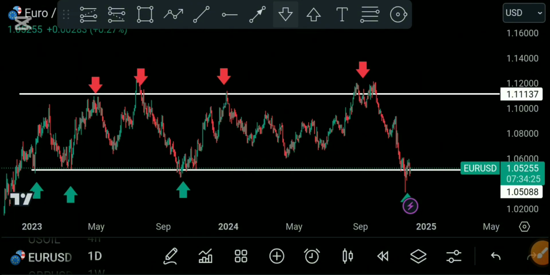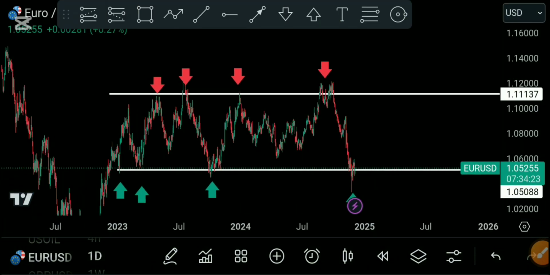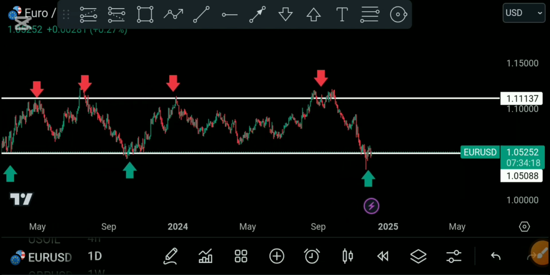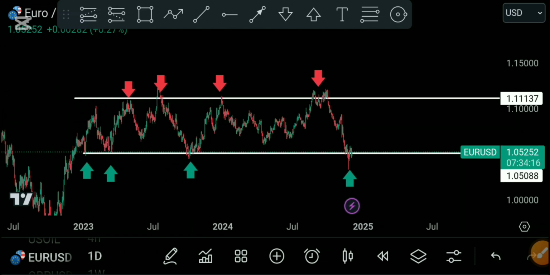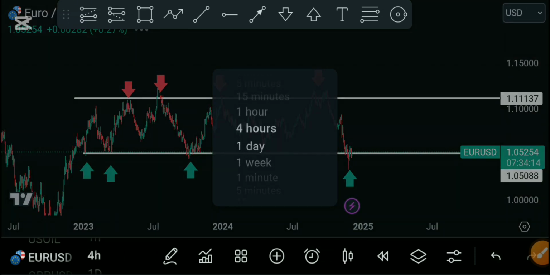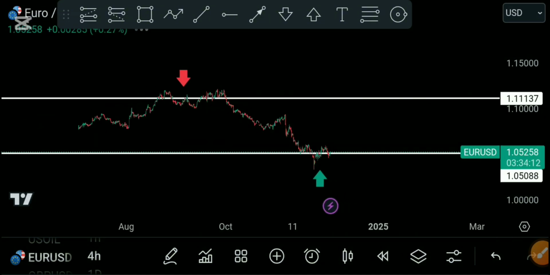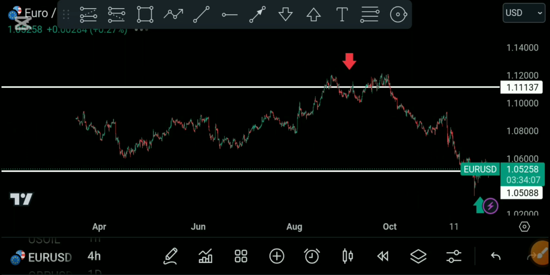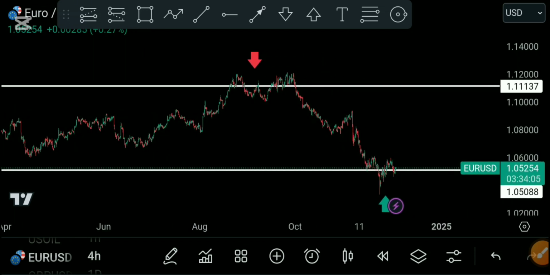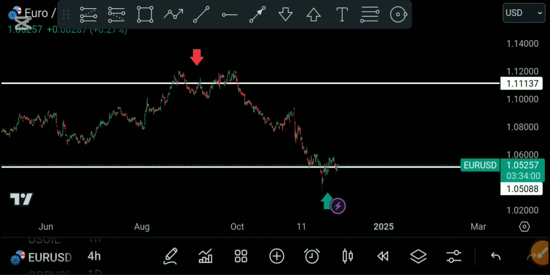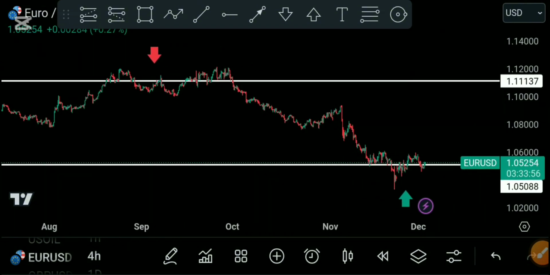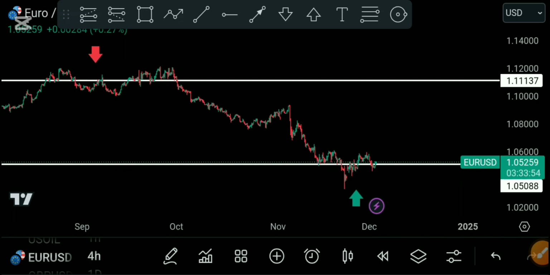If I am to trade this market, this is the higher time frame. The higher time frame has shown me that the market is ranging, so it is not a trending market. Now I'll move on to my lower time frame, let's say 4 hours. On the 4 hour, you can see it's still ranging actually, but the structure is very clear on the 4 hour time frame. But on a daily time frame, it is ranging.